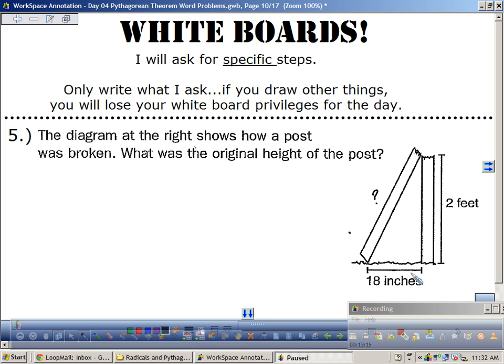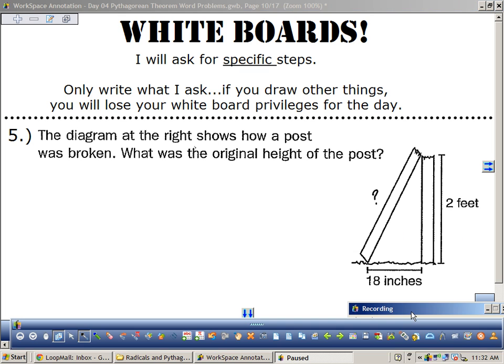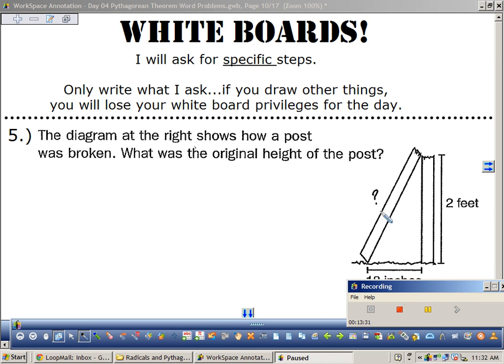Well, here's another thing. This is measured in inches. This is measured in feet. 2 feet is 24 inches. Okay, you guys work it out. Remember, you need the total.